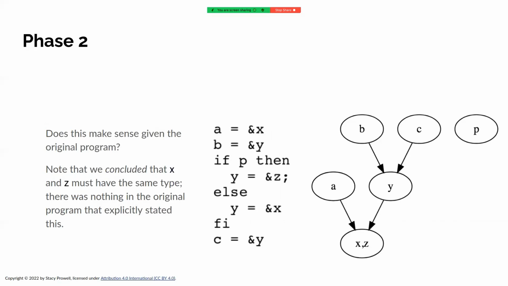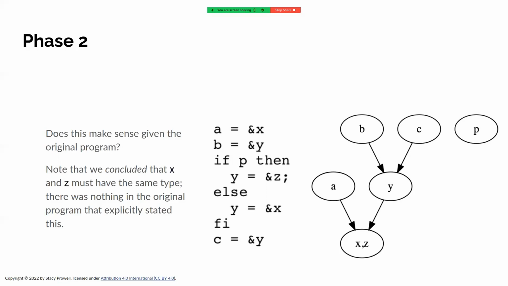Does it make sense given the original program? Let's see. So A can certainly point to what's in X. B can point to what's in Y. We got that. Y can point to what's in Z, sure. Y can also point to what's in X, okay? And Z can point to what's in Y. So yeah, it does make sense. For this little toy example, all this stuff seems to work out pretty well.